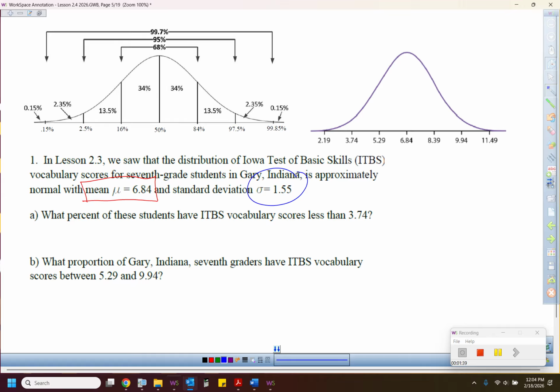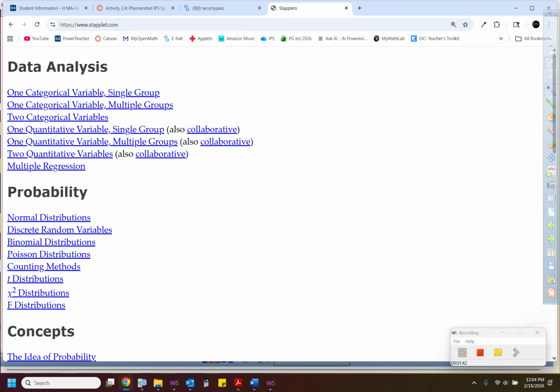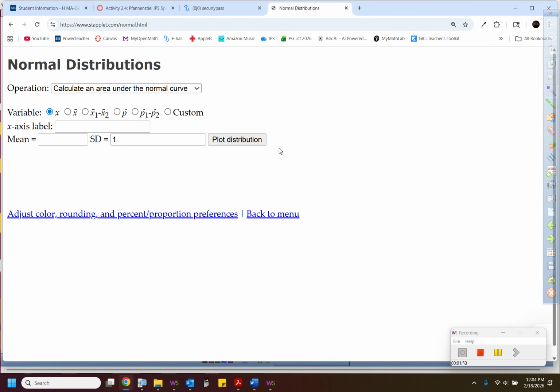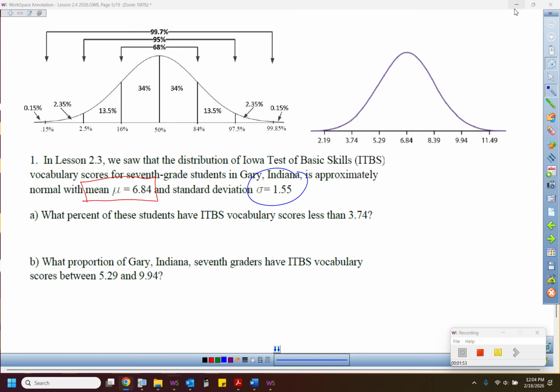Because it's been a long weekend, I want to refresh your memory. Do you remember you could find those numbers very easily by using the applets, clicking on the normal distributions applet, and then entering your mean and your standard deviation? It gives you all those numbers on your normal curve right away, so you don't have to do much math behind that. It asks, what percent of these scores have vocab scores less than 3.74? You notice that is one of our tick marks on there, right? We probably need a calculator to do this stuff today, but we definitely don't have to do much math.